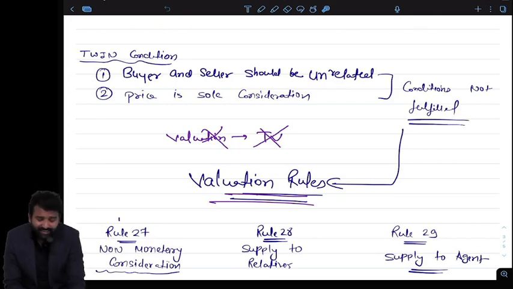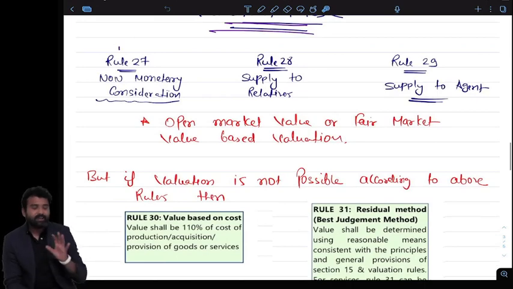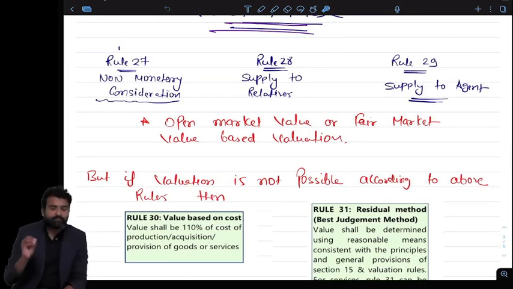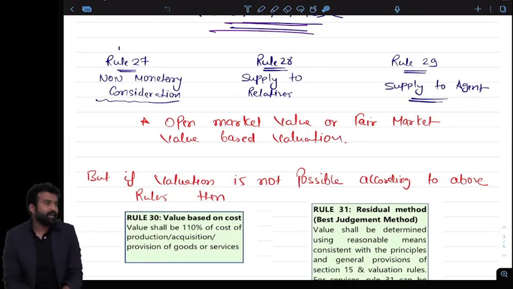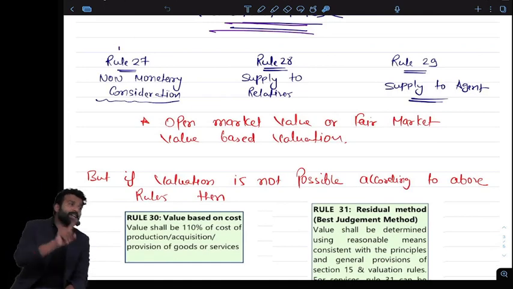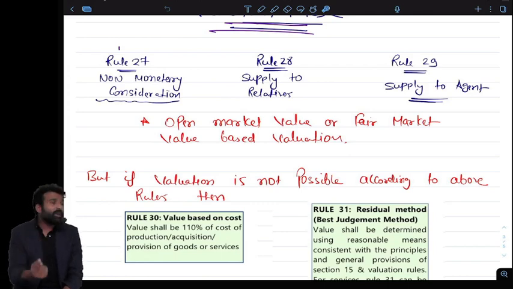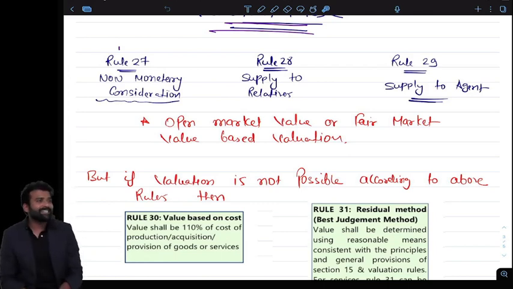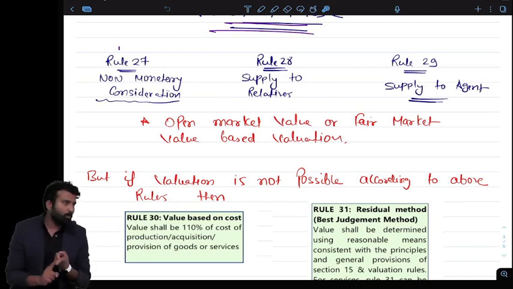Basically, valuation rules give weightage to the open market value of the commodity, or fair market value based valuation. So if you are not able to calculate the right price, because the price is not the only consideration and you are getting consideration in any other manner as well, or if the transaction is between related parties, then I have to go for an open market value based valuation. I will be choosing open market value. I will be going for fair market value.